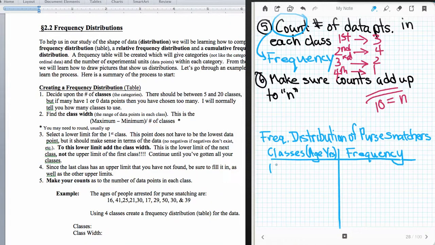So we're going to put those classes over here on the left, and what we are looking at here is an actual table, right? A vertical table here. Classes is in this column, frequencies are in this column.